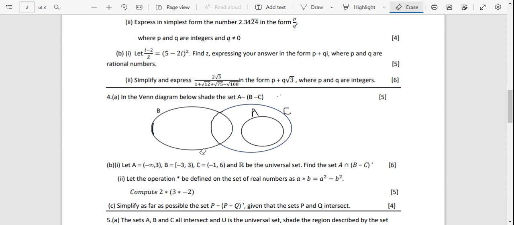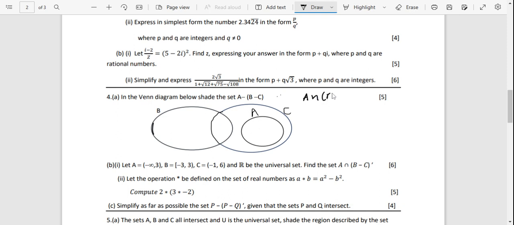And then we have got B. Let A be equal to negative infinity to 3, B be equal to negative 3 to 3, and C be equal to negative 1 to 6. And R be the universal set. Find A intersection B minus C complement. So let's simplify first the set that we've been given.